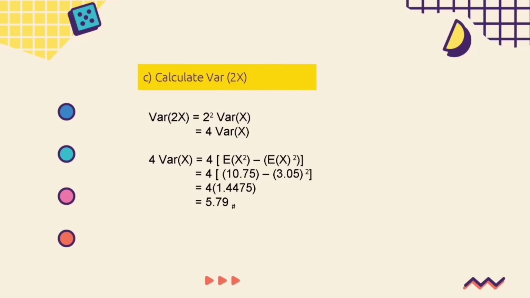For question C, calculate variance of 2X. For variance of 2X, it is equal to 2 to the power of 2 times variance of X. When we solve it, we will get 4 times variance of X. To get the variance, we need to apply the formula E(X squared) minus E(X) squared, and then enter the values from E(X) and E(X squared) from the previous question. With that, we get 4 times (10.75 minus 3.05 squared). The answer will be 5.79.